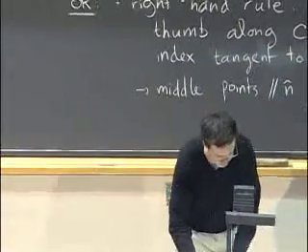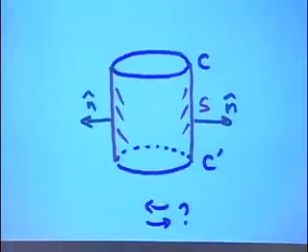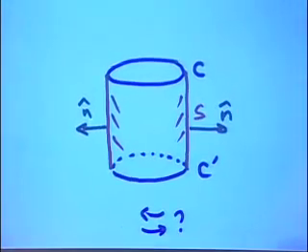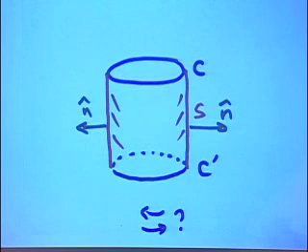Okay, a last one. Let's say that I have a cylinder. So now this guy has actually two boundary curves, C and C prime. And let's say I want to orient my cylinder so that the normal vector sticks out. How should I choose the orientation of my curves?